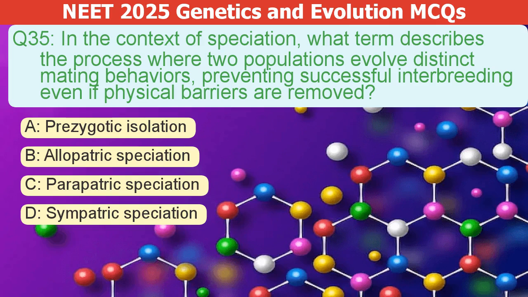In the context of speciation, what term describes the process where two populations evolve distinct mating behaviors, preventing successful interbreeding even if physical barriers are removed? A. Prezygotic isolation. B. Allopatric speciation. C. Parapatric speciation. D. Sympatric speciation.